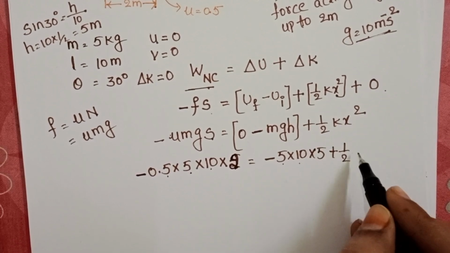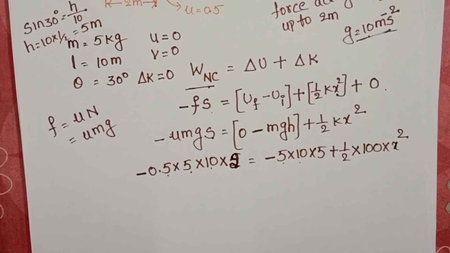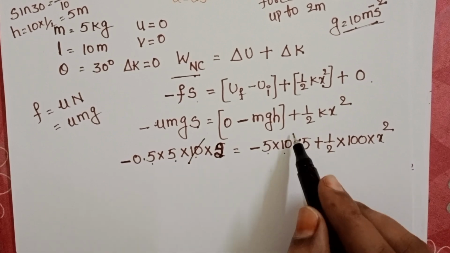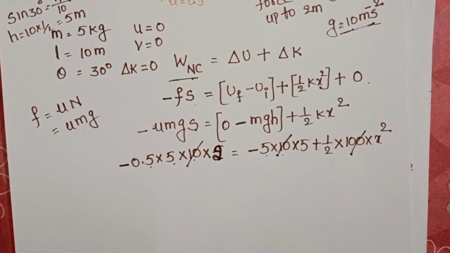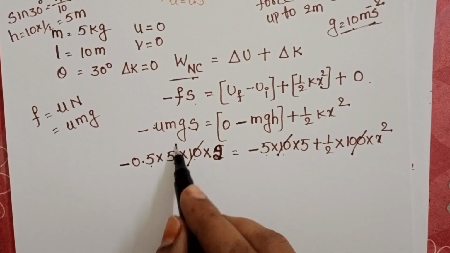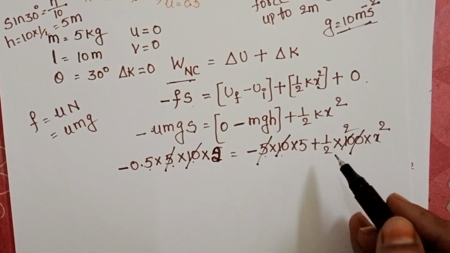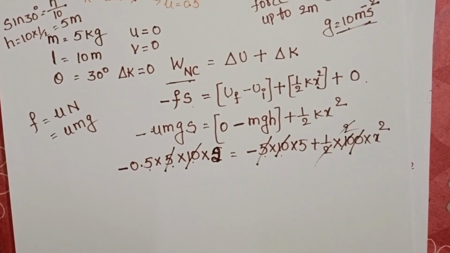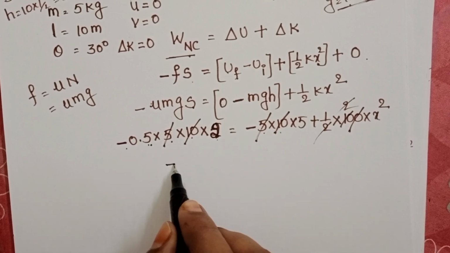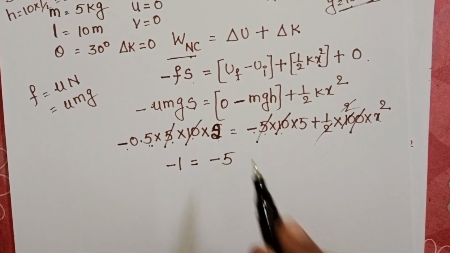Plus given spring constant k is equal to 100, 100 into x square. Take 10 common and cancel on both sides. 10, 10. Here also 10 gets cancelled. And also take 5 common and cancel on both sides. 5, 5. Here 5 twos are 10. This 2 and this 2 get cancelled. The remaining terms: minus 0.5 into 2 is minus 1. Here minus 5 is remaining.